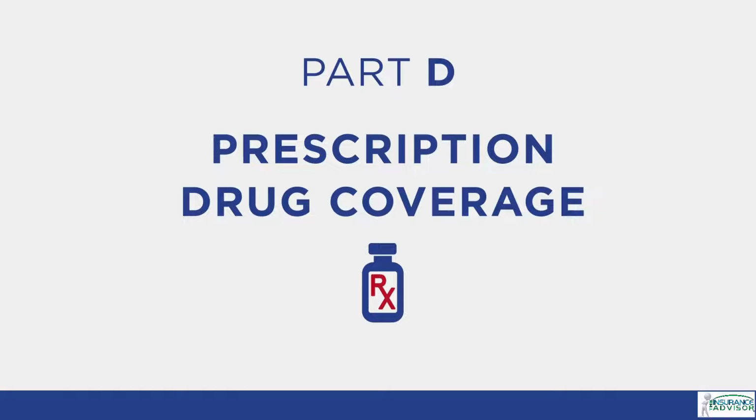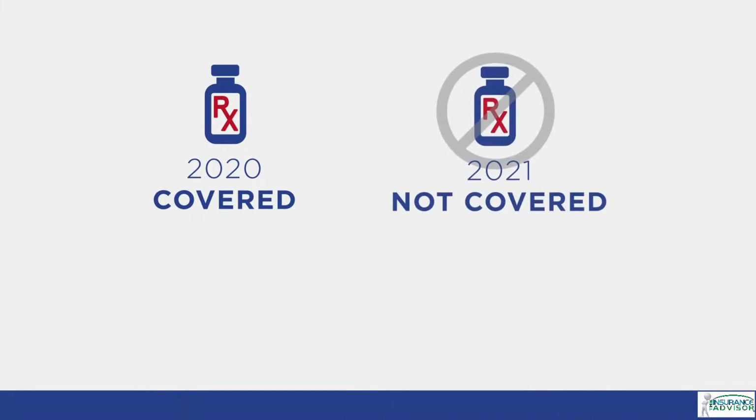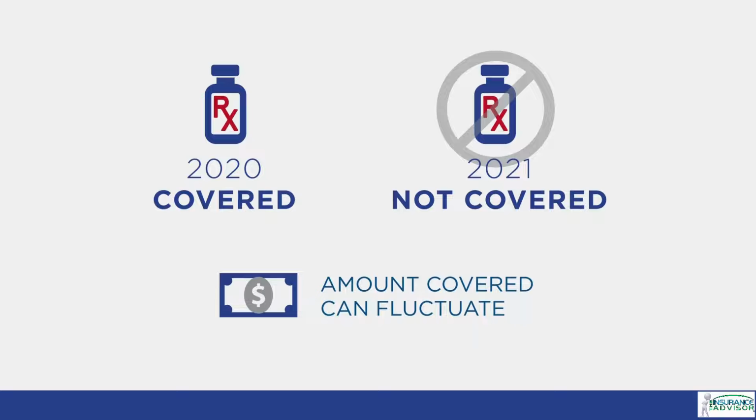Because Part D is also offered by private companies, the cost and extent of coverage will vary from plan to plan. It's therefore important to research different Part D plans to find the ones that cover the medications you need. And be aware, each plan's covered prescription drugs can change, and the dollar amount covered can fluctuate if you hit predetermined limits. To be eligible for Part D, you must continue to pay your Part B premiums.